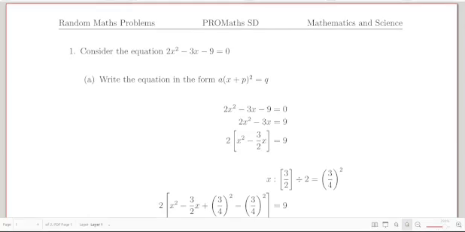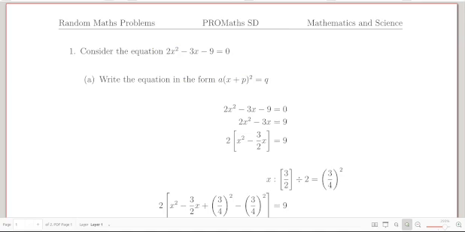Here is another question on completing the square. It says consider the equation 2x squared minus 3x minus 9 equals 0. Write it in the form a(x plus p) whole squared equals q, and that's the form of completing the square. So all you are required to do is just to complete the square on this equation and transform it in that form. All right, let me take you through that.